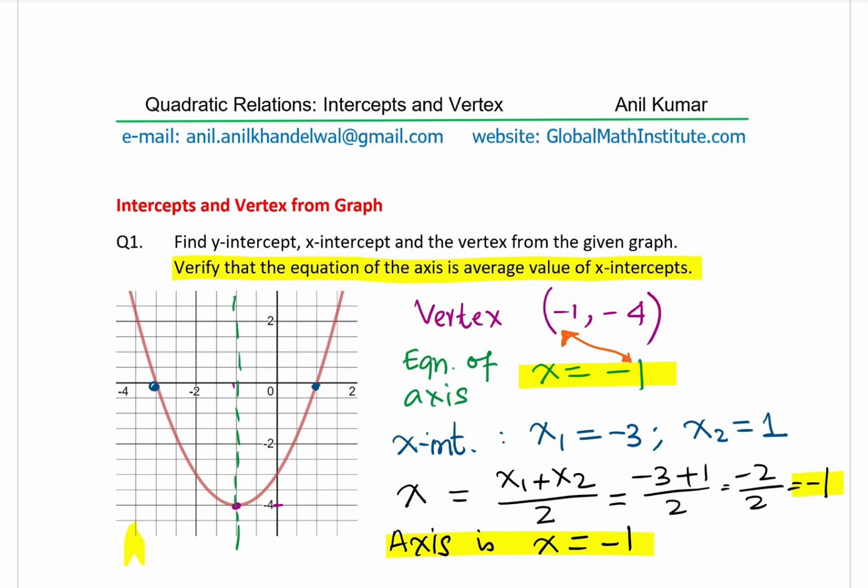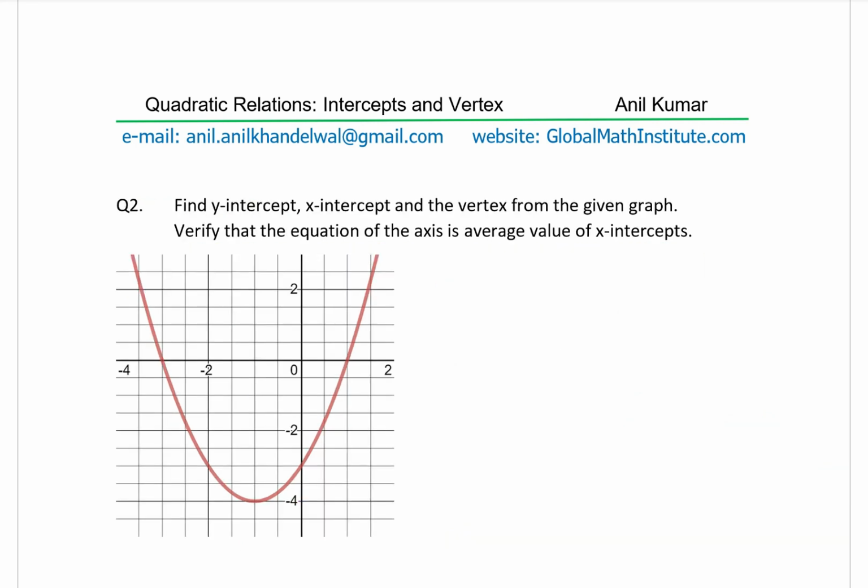Now let's take the second example. It is very similar to what we did. Find y-intercept, x-intercept, and the vertex from the graph. Verify that the equation of the axis is average value of x-intercepts. I would like you to pause the video and take this question as a quiz, right? So take this as a quiz. Here is a quick solution to the same.